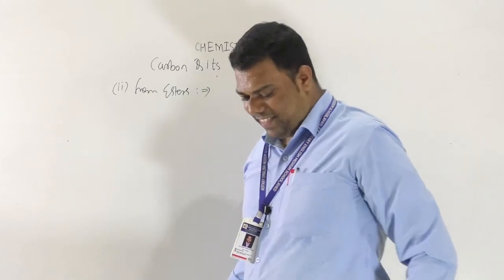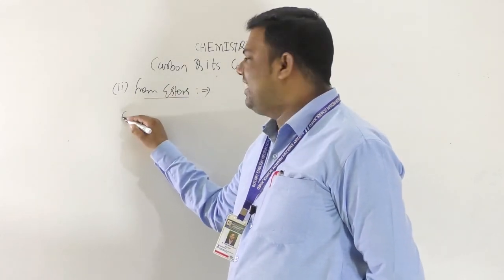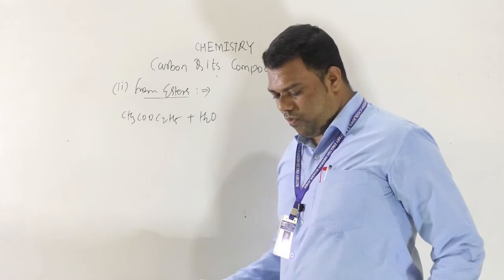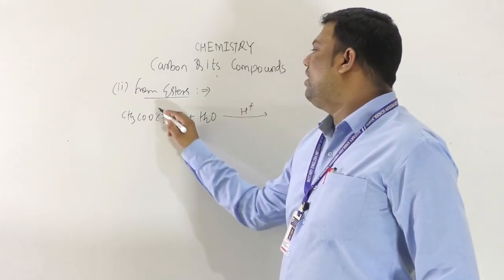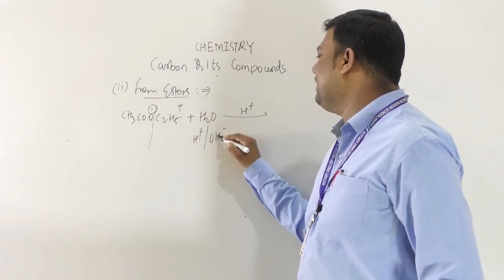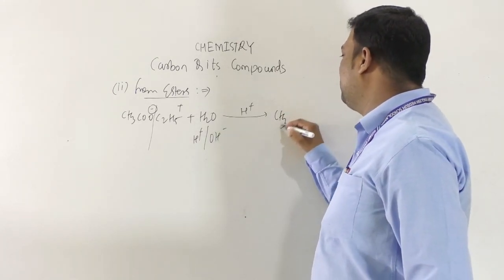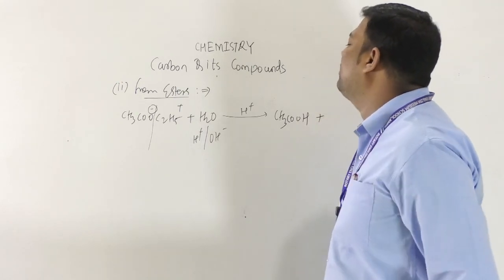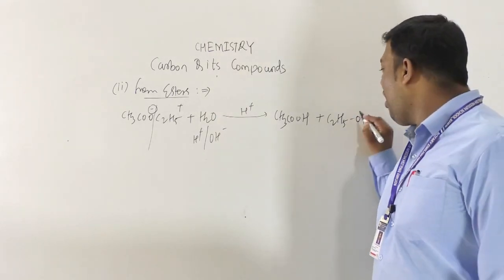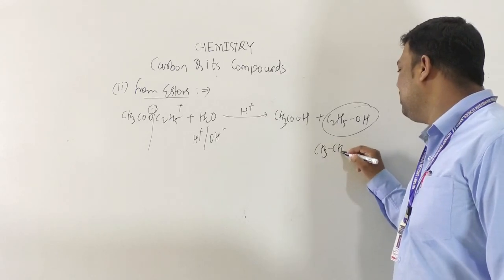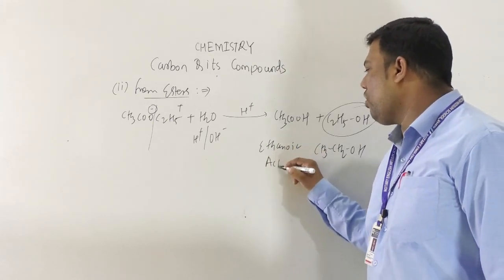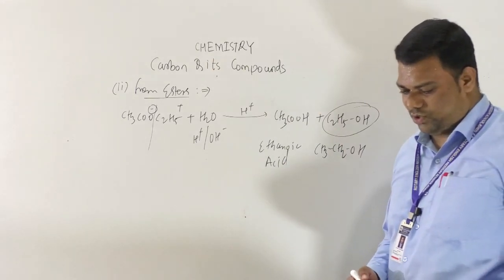See here. Now only we discussed CH3COOC2H5 + H2O, in the presence of H plus. As you know, the water will break like this into H plus and OH minus. So see here, CH3COOH plus C2H5OH, or we can write CH3CH2OH, it's the same. So you will get ethanoic acid here. Understood?